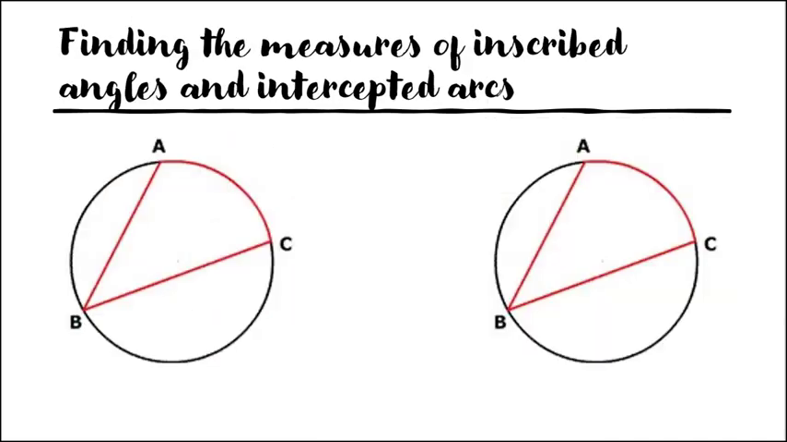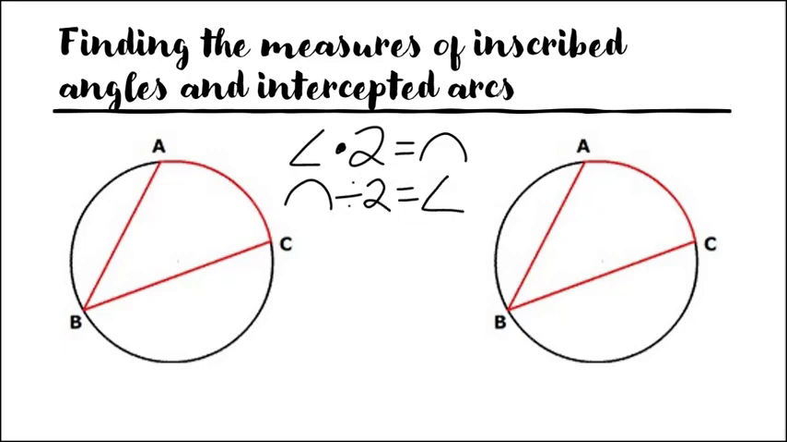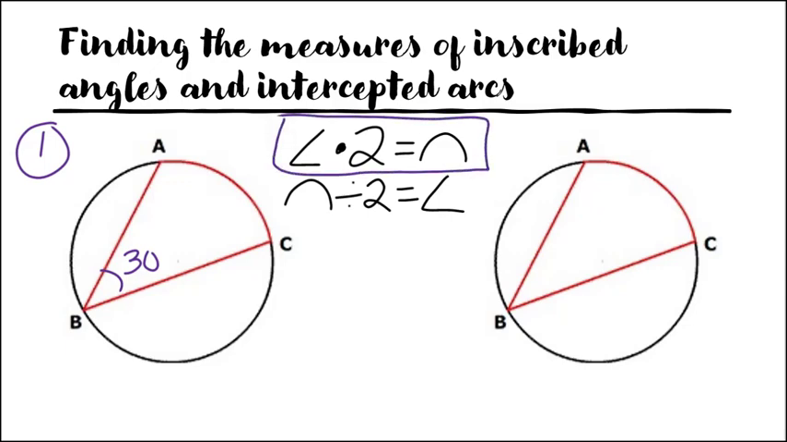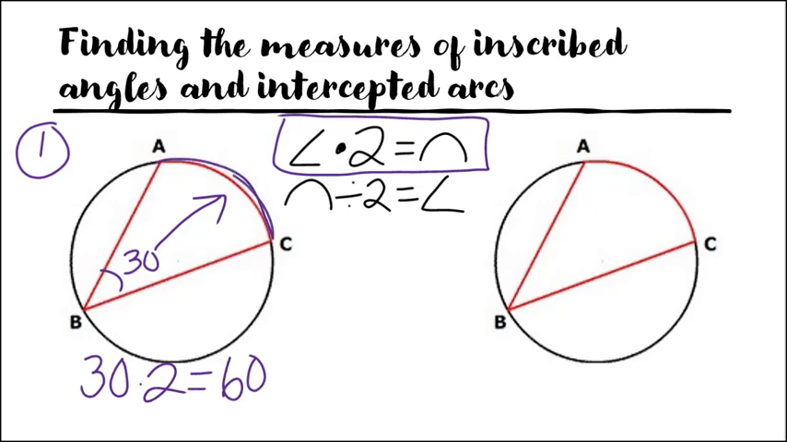All right, now finding the measures of inscribed angles or intercepted arcs. There is a formula. Angle times 2 equals arc, or arc divided by 2 equals the angle. For example, example 1, if the angle is 30, you need to multiply by 2 because this is an angle and you need the arc. So 30 times 2 is 60. The arc is 60 degrees.